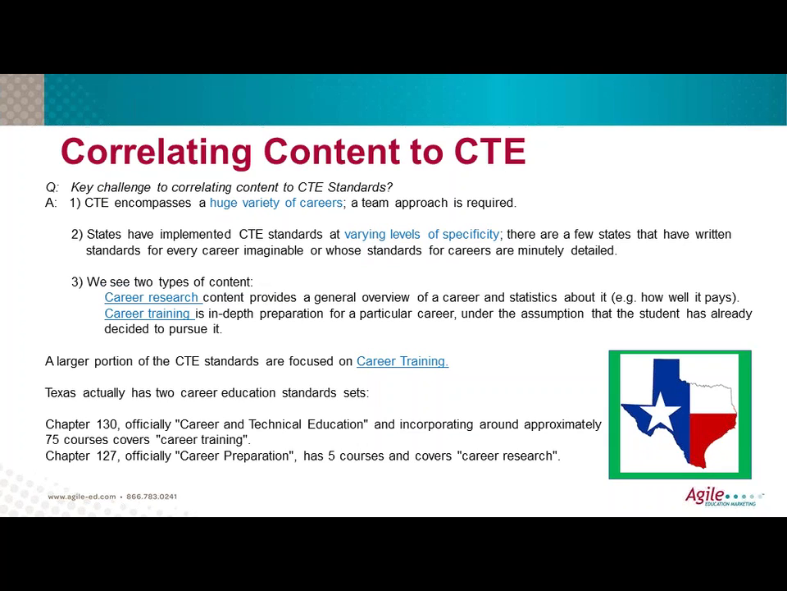So at this point, I'll stop again, Emily, if there are any questions about CTE. I think we're all set with this set of standards, or people are overwhelmed by it, one or the other. Okay. Or maybe both. Yeah, or both.